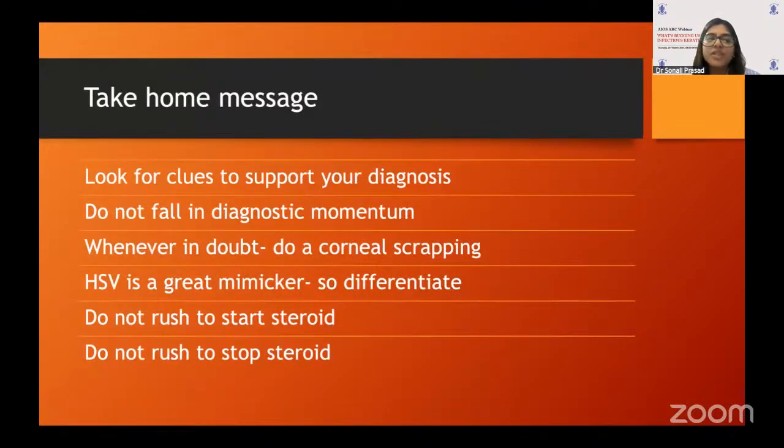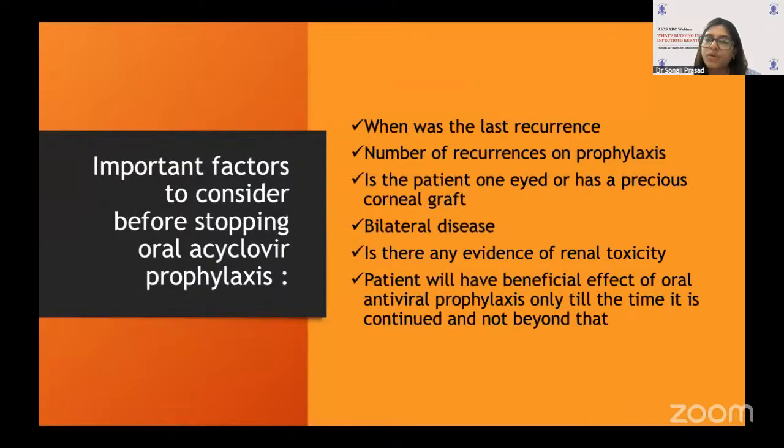So the take-home message from my presentation is we have to look for clues to support our diagnosis and not fall into diagnostic momentum. If the patient has already been diagnosed with viral keratitis, it's not to be taken for granted. Every case should be taken as a first case, and whenever in doubt, do a corneal scraping, and do not rush to start steroids and do not rush to stop steroids.